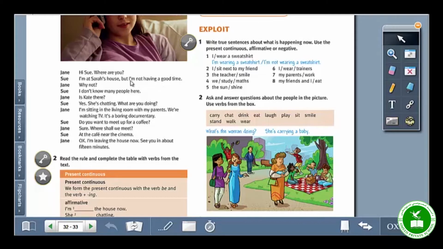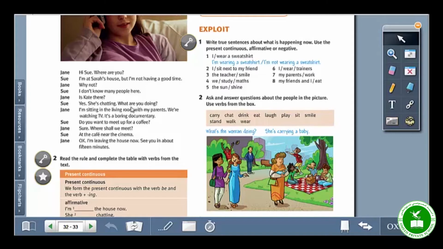Why? I is a subject, am is be. This is verb with ing. I'm not having a good time. Why not? I don't know many people here. Is Kate there? Yes, she is chatting. Oh, she is chatting. This is again an example of present continuous tense. What are you doing? Again an example of present continuous tense.